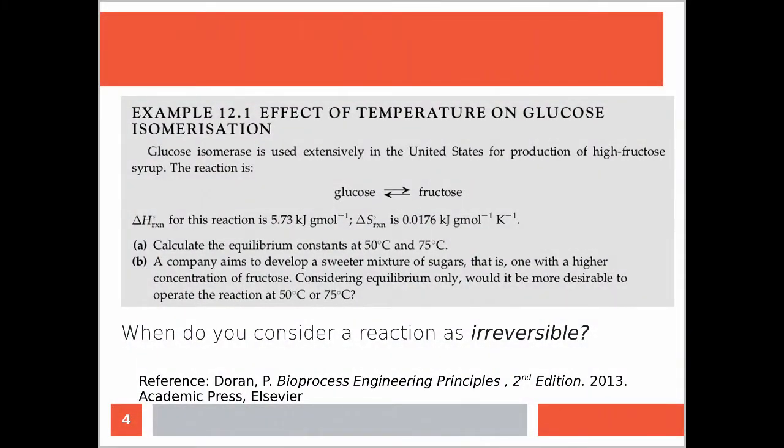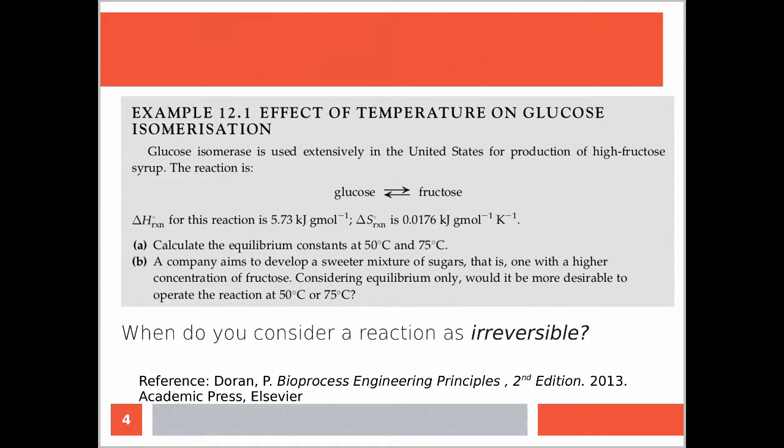An example here is the effect of temperature on glucose isomerization. Glucose isomerase is used extensively in the United States for the production of high fructose syrup. This is a reversible reaction between glucose and fructose, where the enthalpy of the reaction is 5.73 kilojoules per gram mole, and the entropy of the reaction is 0.0176 kilojoules per gram mole per Kelvin.